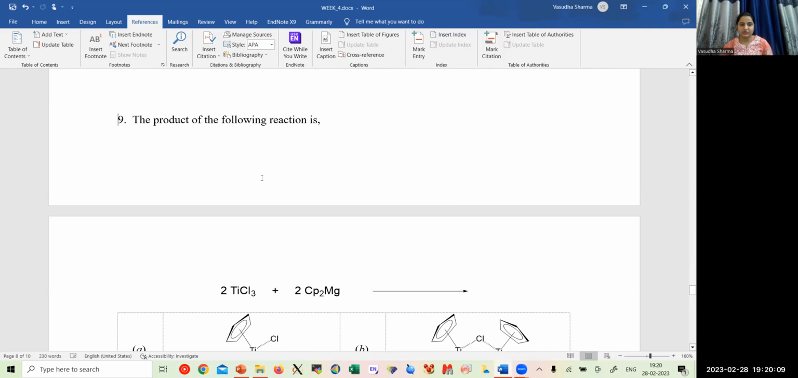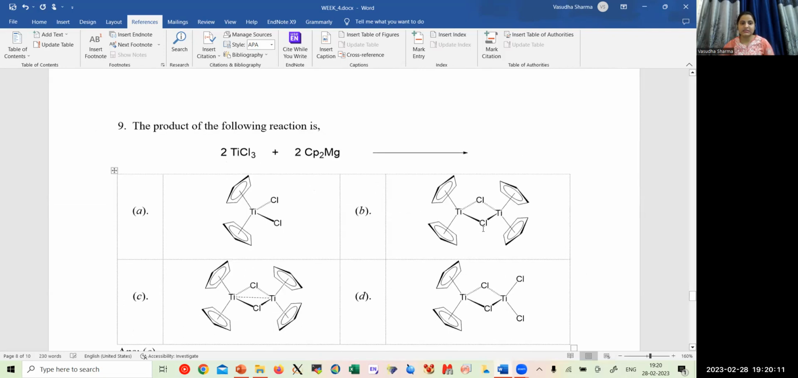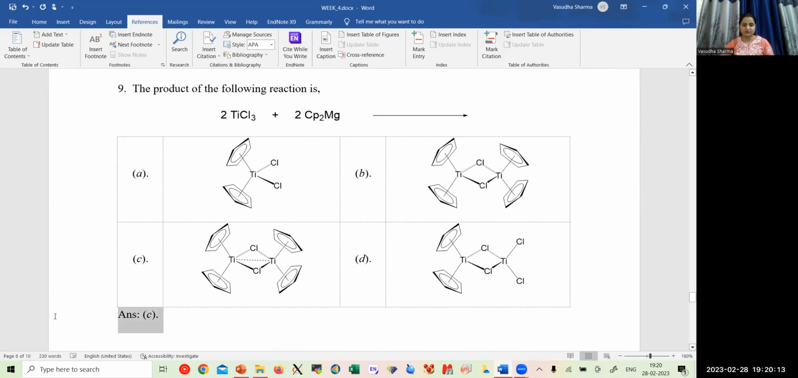Now the ninth question says, for the product, as you can see, this was the answer in the earlier case also. So we are taking the titanium chloride with Cp2Mg. This is a reaction where we are employing the Cp rings. So this is to make a metallocene kind of thing, but not exactly metallocene because we will be ending up having other ligands also. So this is the preparation method.